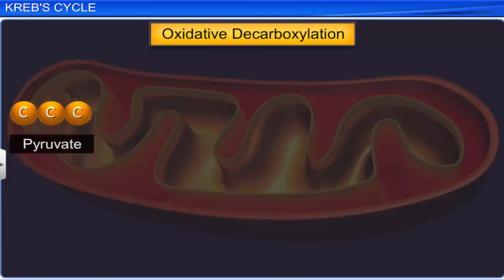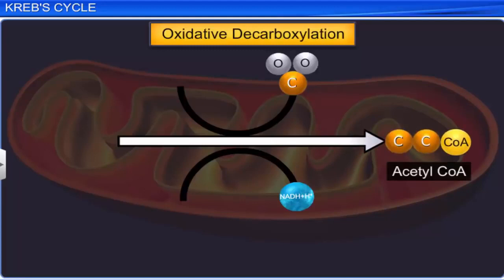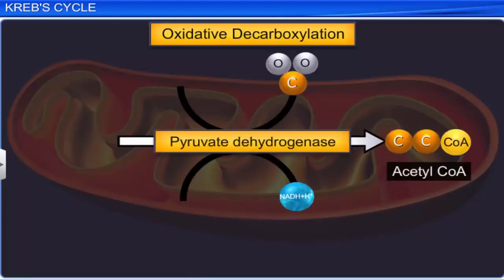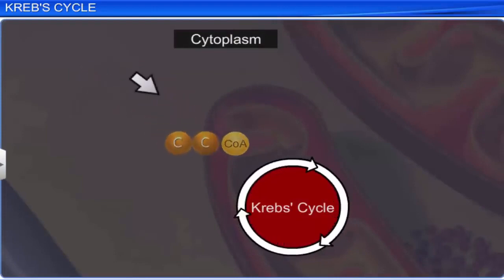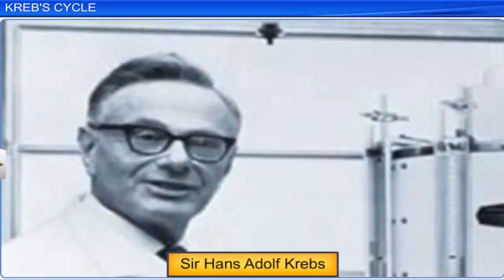Inside the mitochondria, the pyruvate undergoes oxidative decarboxylation in the presence of the pyruvate dehydrogenase enzyme, NAD+, and coenzyme A. The NAD+ is reduced to NADH + H+, and coenzyme A combines with the acetyl group of pyruvate to form acetyl CoA. The acetyl coenzyme A thus formed enters Krebs cycle, which has been named after the scientist Sir Hans Adolf Krebs.